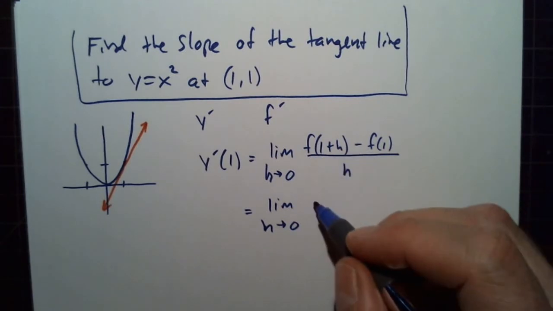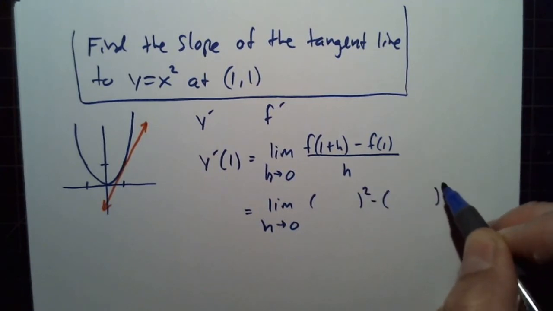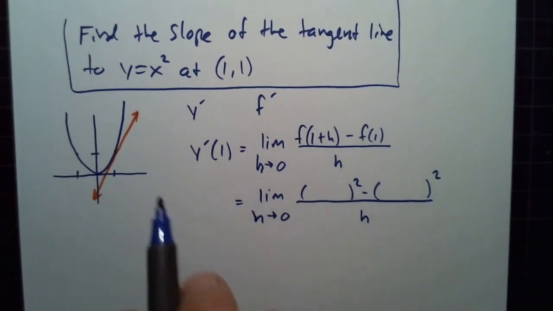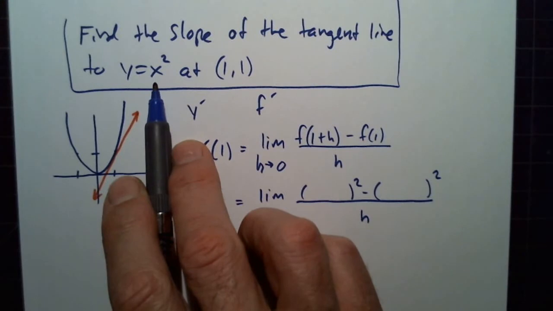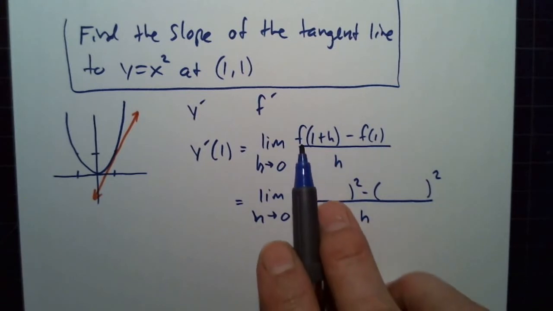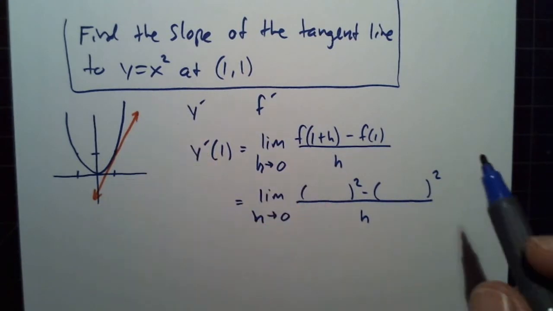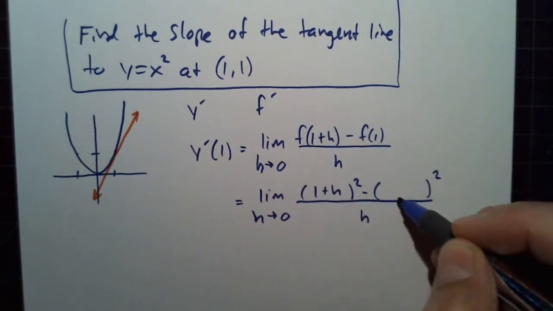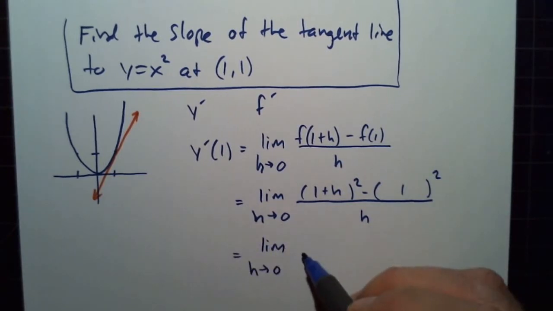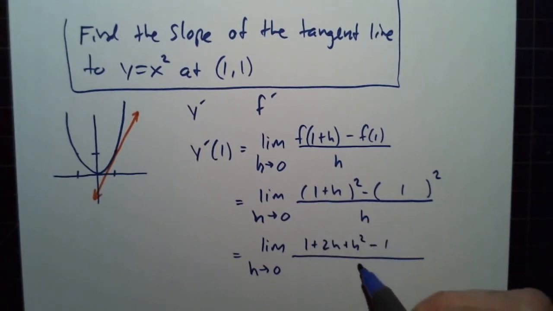f of 1 plus h. So f is x squared. And that's a helpful way to write it out. You copy the function, but leave a space wherever there's an x. Sometimes there's more than one x, and we have to leave more than one space. But here we see an f, so I leave a space. Here we see an f, and we leave a space for that. And we're going to put 1 plus h, and then 1. And that's 1 plus 2h plus h squared minus 1.